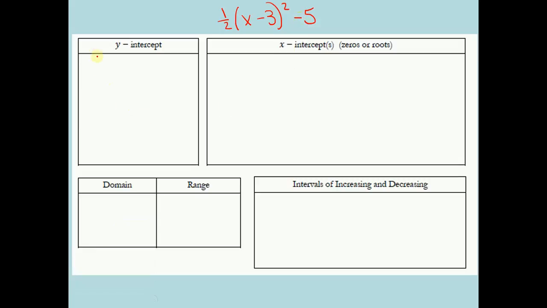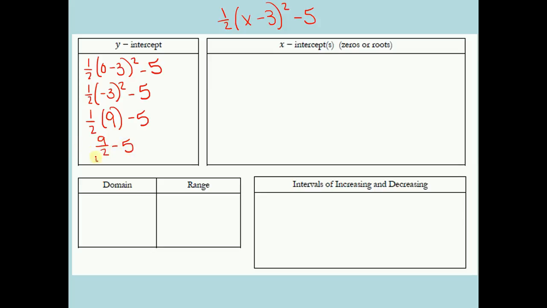Alright, let's find the y-intercept. Remember guys, y-intercept is easy to find. All you gotta do is plug in a 0 for your x. So I got 1/2 times (0 minus 3) squared minus 5. That's 1/2 times 9 minus 5, or 9/2 minus 5. 9/2, guys, is the same as 4.5, right? Think of it that way. So I'm going to get a negative 1/2 for my y. So that would be (0, negative 1/2) for my y-intercept.